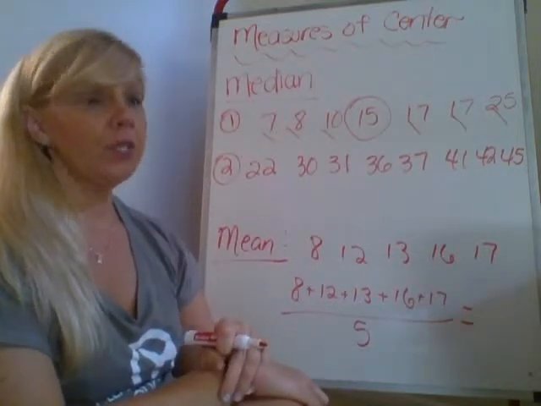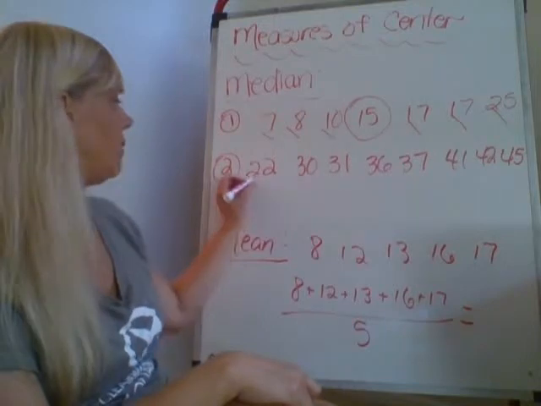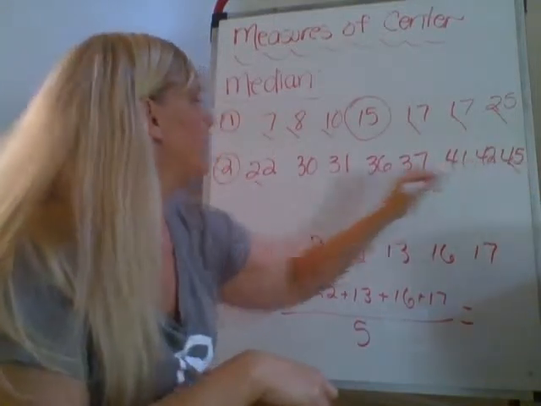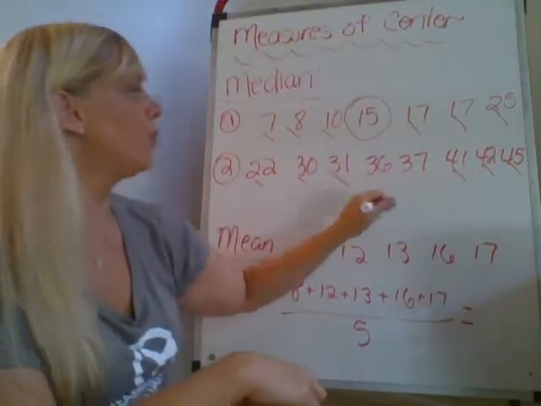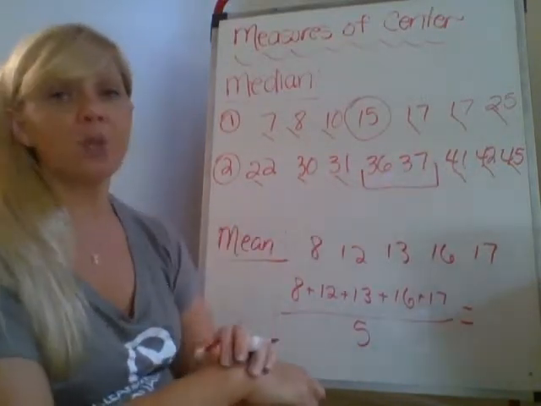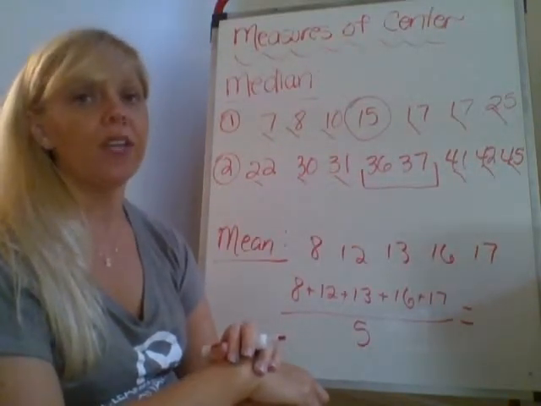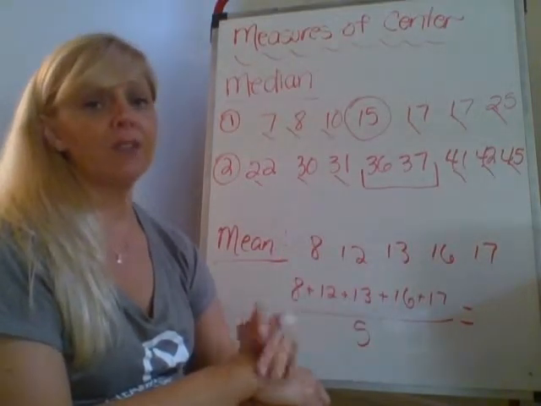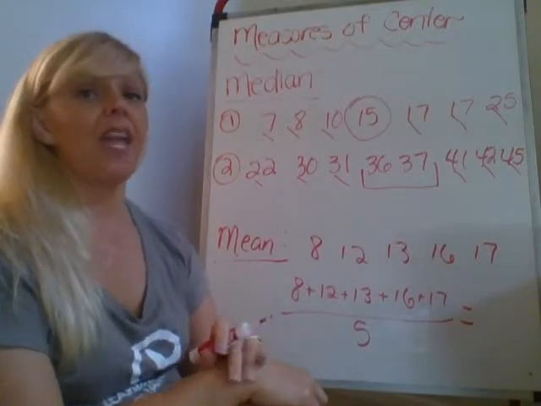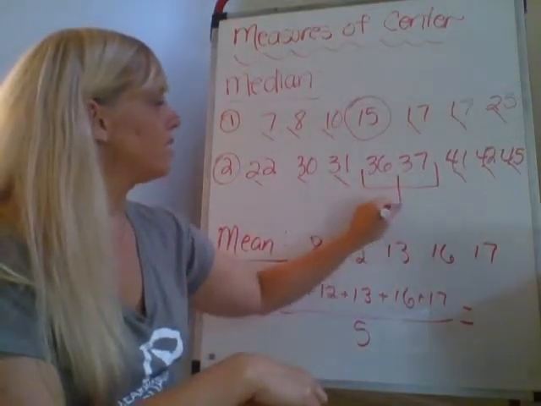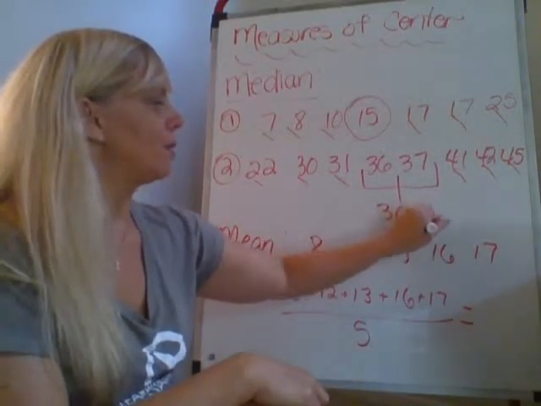Now looking at number 2, if I start marking them off, 22, 45, 30, 42, 31, 41, my median is between 36 and 37. So you can either mentally find the middle of those two numbers or add them together and divide by 2. So in this case, it'd be 36 and a half is going to be my median for that data set.